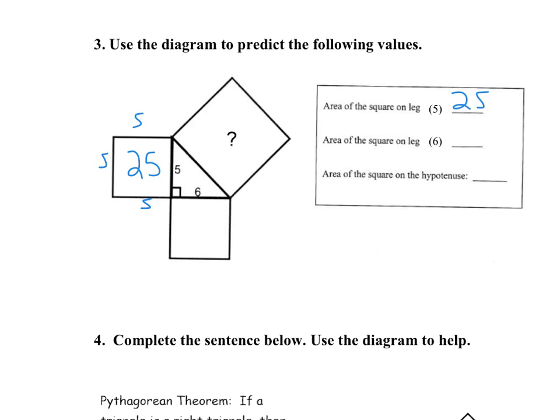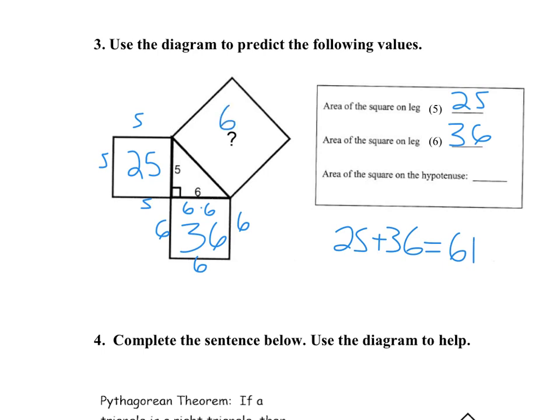5 times 5. Put that in the blank. The square with sides of 6, I'm going to have to do 6 times 6, and I'm going to get 36. If we had to guess what we could do to get the question mark square area, I'm going to try the pattern that's worked so far. I'm going to do 25 plus 36, and I think that's probably going to be the number. That number would be 61, so I'm pretty sure that's going to be 61, and I'm pretty sure this is going to be 61 also, if we're following the pattern.